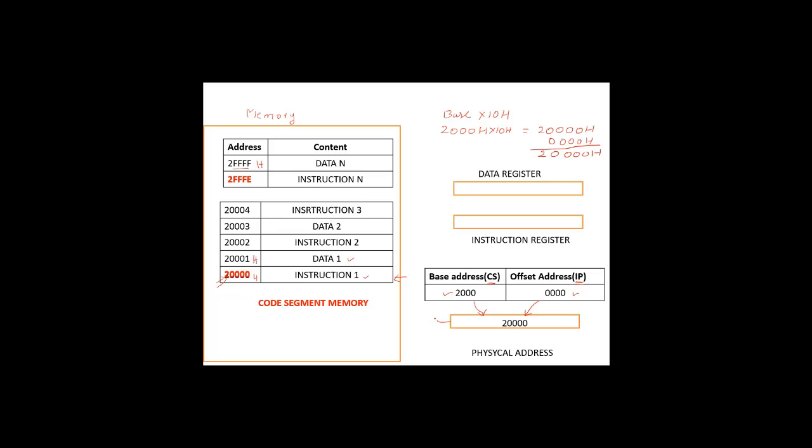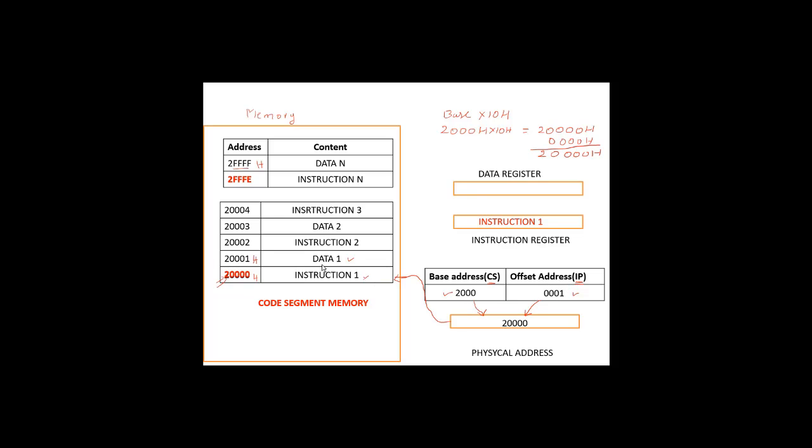So this is how the CPU will generate the 20000H address and it can access the first memory location. Whatever the instruction is there will be read from the memory and loaded into the instruction register, and then it will execute instruction 1. After every instruction fetch is over, the offset address will automatically be incremented by 1. So the property of the offset register is what? After every fetching operation completes, the address in the instruction pointer will be automatically incremented by 1.